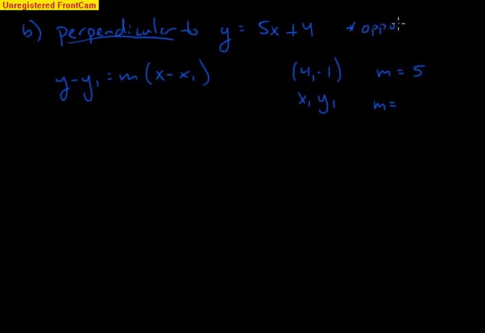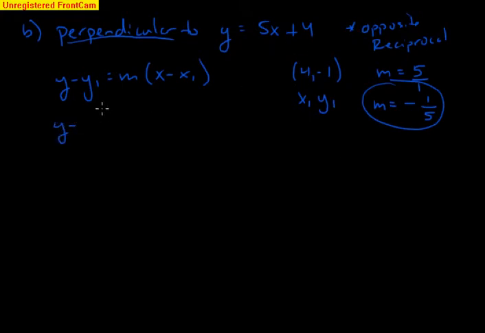Opposite reciprocal. Opposite means you change the sign. So if this slope is positive, our slope's going to be negative. And reciprocal means you flip the number upside down. We can write 5 as 5 over 1. So therefore, the slope we want to use is -1/5. And I'll try to circle that better. So there's the slope we want to use with this point.